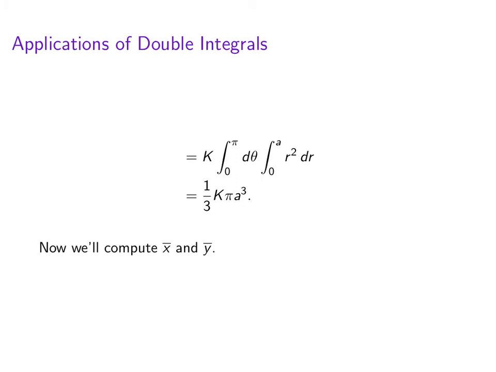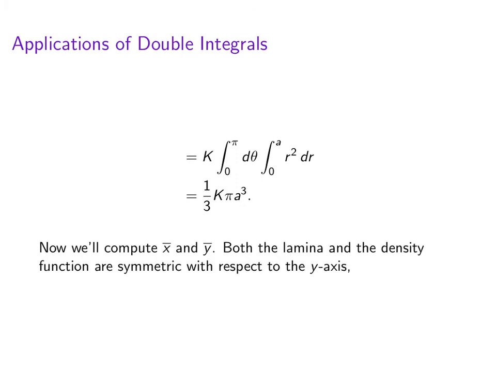Now that we have the mass, we'll compute x bar and y bar. Notice that both the lamina and the density function are symmetric with respect to the y-axis. So the center of mass must lie on the y-axis. That is to say, x bar must be 0. That's great. That saves us a calculation.